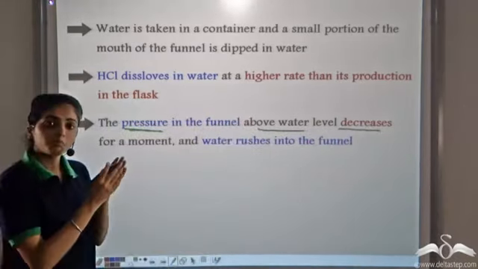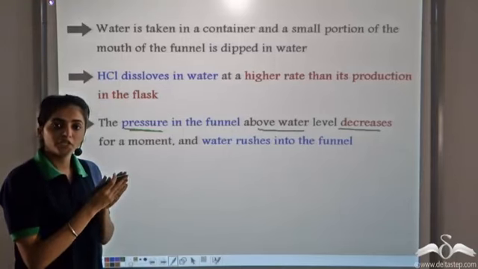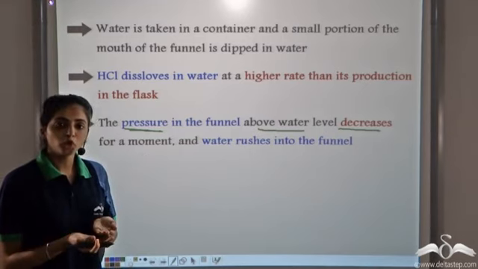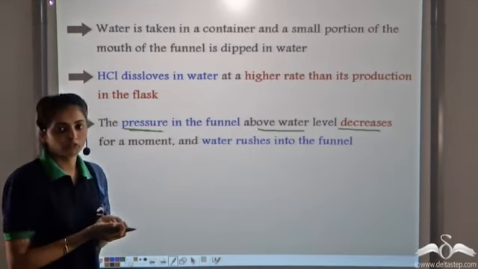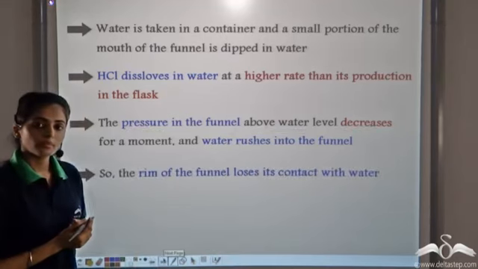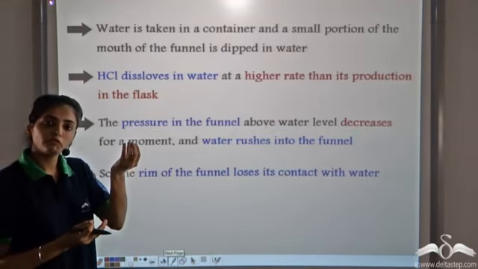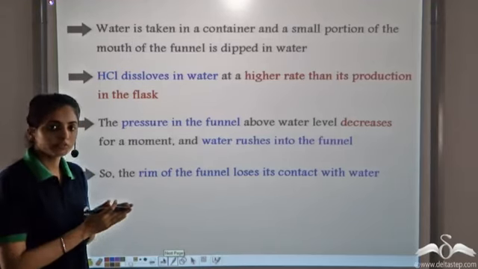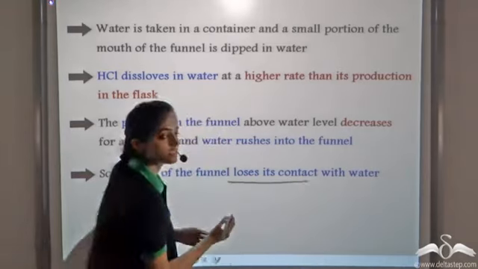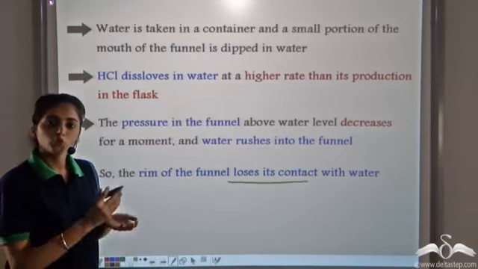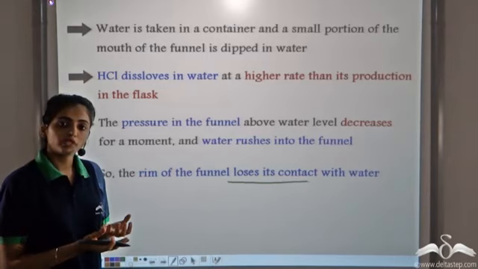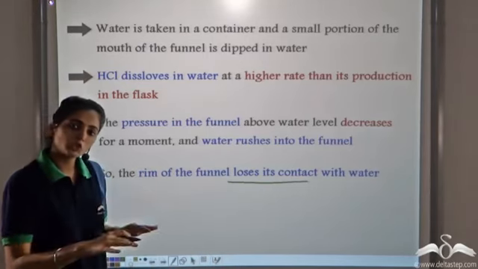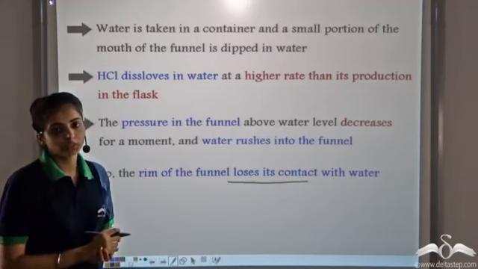So the pressure above the funnel decreases and the pressure in the trough is high. So to equalize the pressure, some water from the trough rises into the funnel. As some water rises into the funnel, the water level in the trough drops. Because of this, the funnel loses its contact with water. So the funnel loses its contact with water.